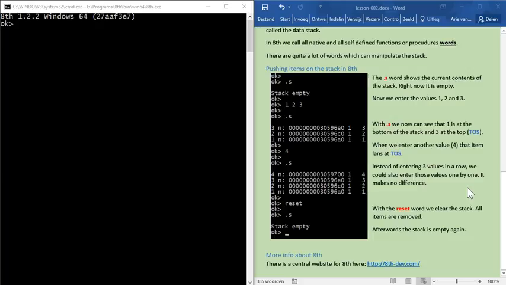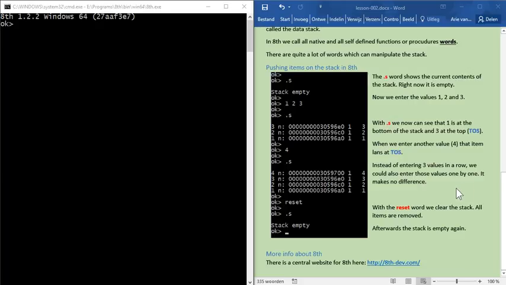In the picture you can see already what I'm going to do, but I'll show it in the REPL itself now. So I'm now in the REPL, just behind the OK prompt, and I'll show you the contents of the data stack at this very moment. There's one word, the .s word, .s, and then I press enter, and what it shows to you is that the stack is empty currently.